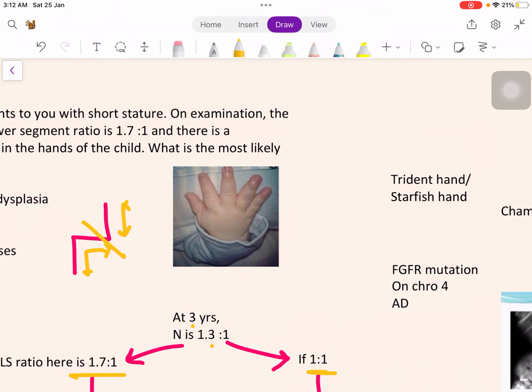Let's see this hand finding also, as achondroplasia separately also gets its questions. So we can see here that all the fingers are widely separated. Normally the fingers are like this, they're closer. Here they are separated. So all the 5 fingers are separated, so it's called the starfish hand. And out of these 5 also, the middle 3 ones are the most prominently widely separated. So that's why this finding is called the trident hand. Trident means trishul.